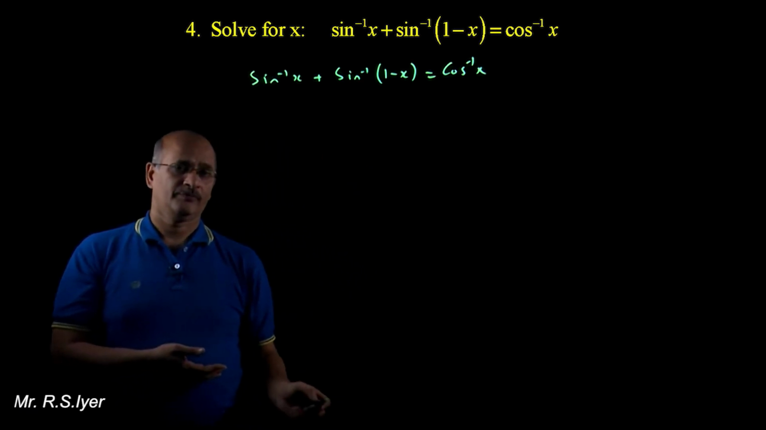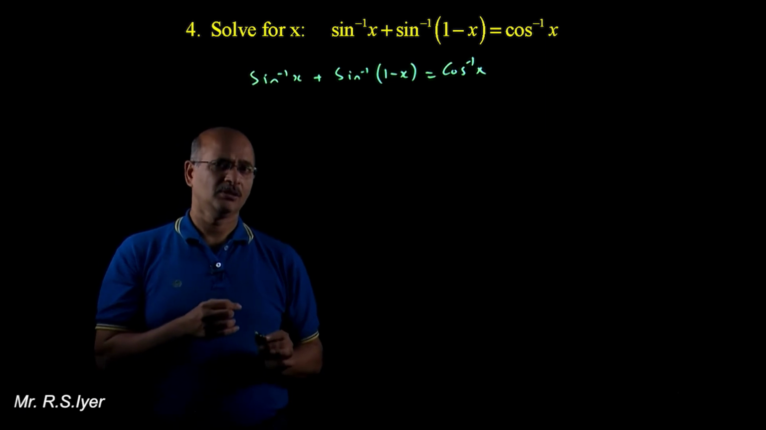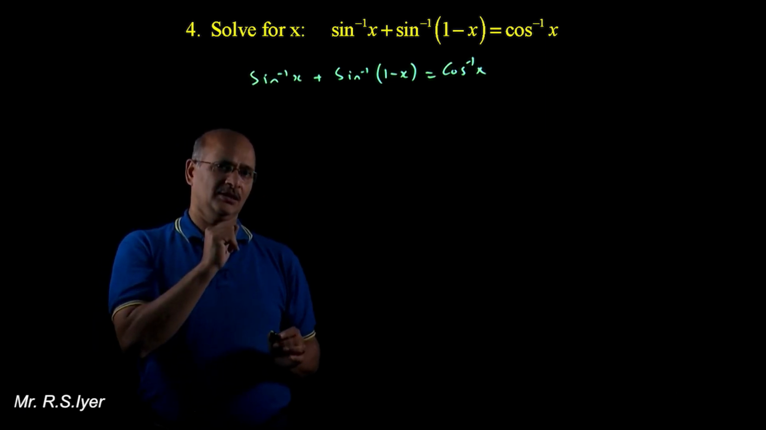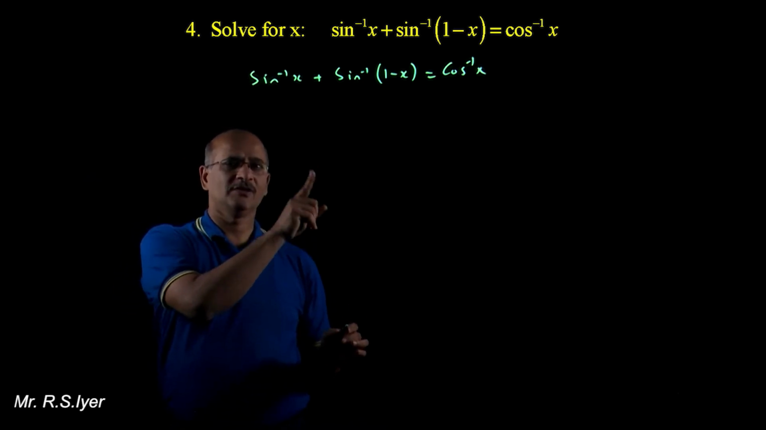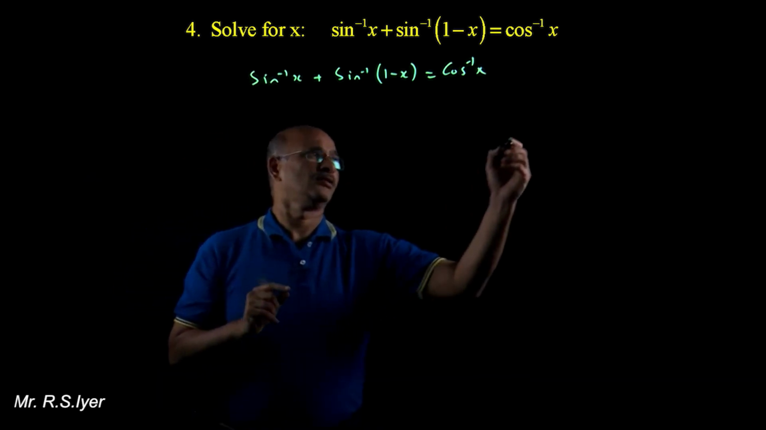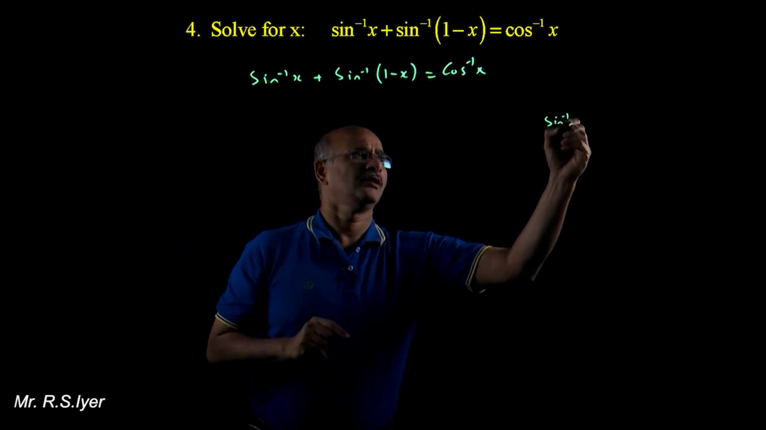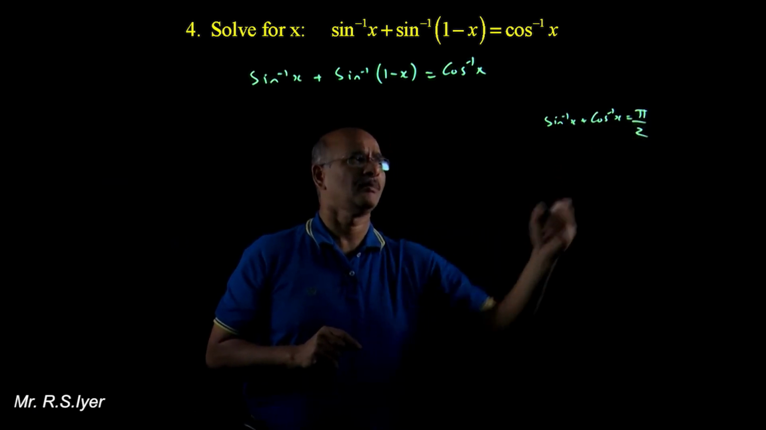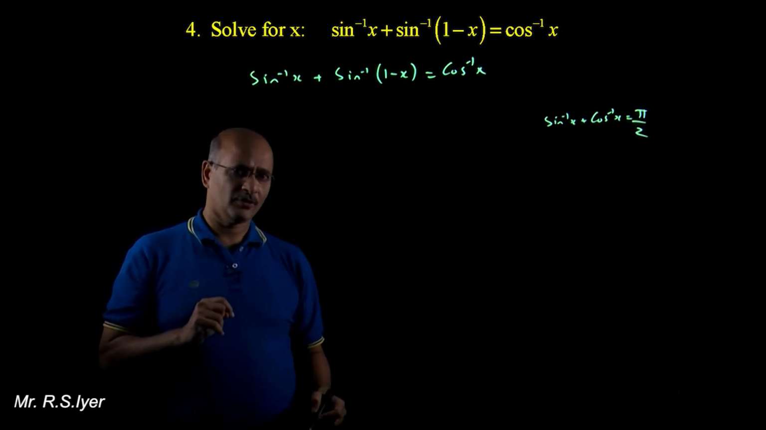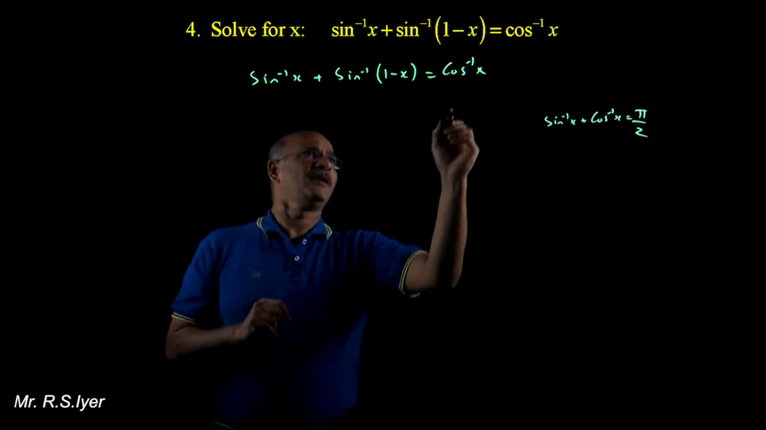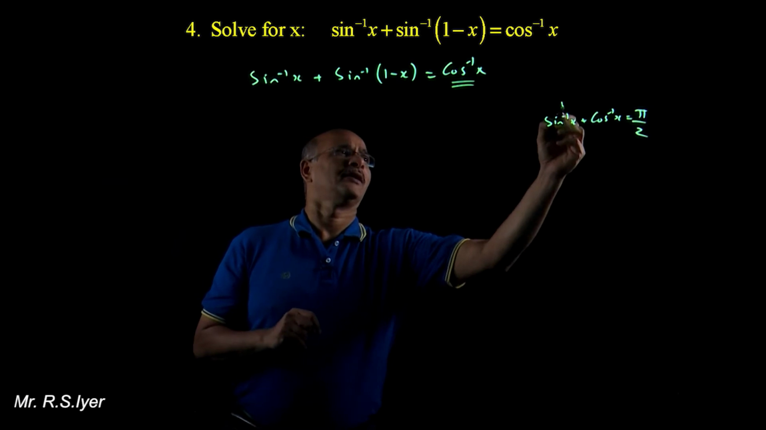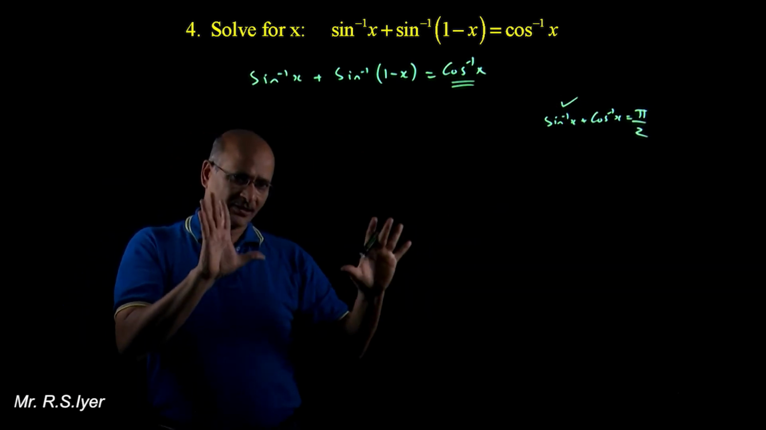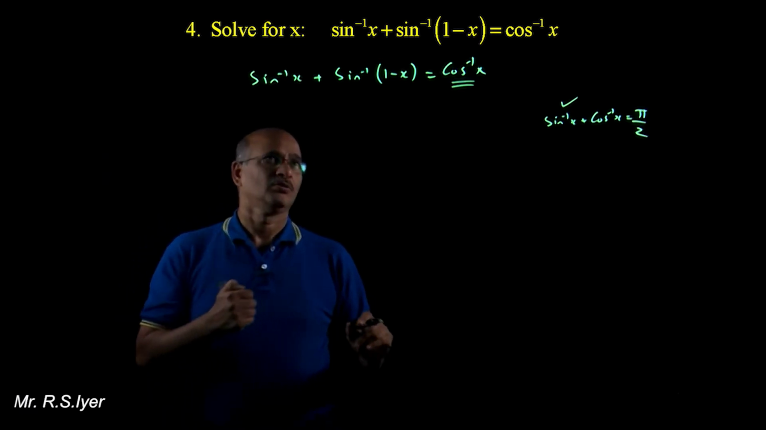Very nice question. Now, I want to remember the formula. What is cos inverse x? I mean to say, what is sine inverse x plus cos inverse x? You can remember this formula. Sine inverse x plus cos inverse x is nothing but pi by 2. If you remember that formula, in place of cos inverse x, I can apply this formula. Why? To make it simplify. That's it. That's the idea. So, let us see what happens.